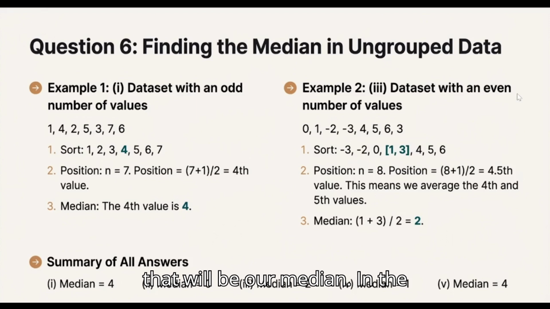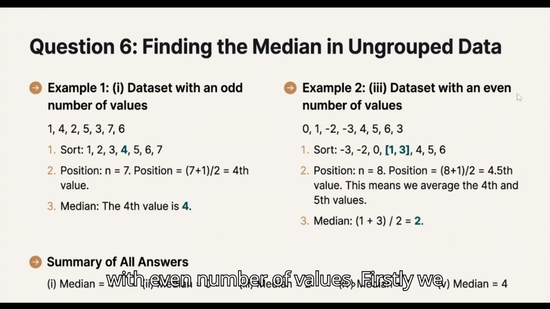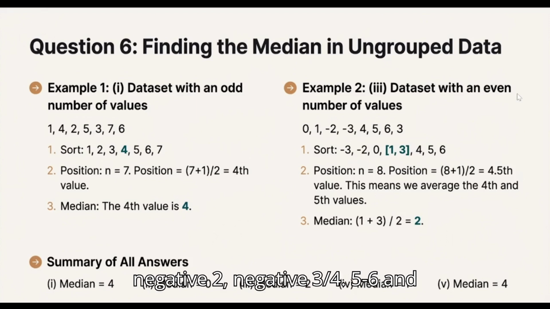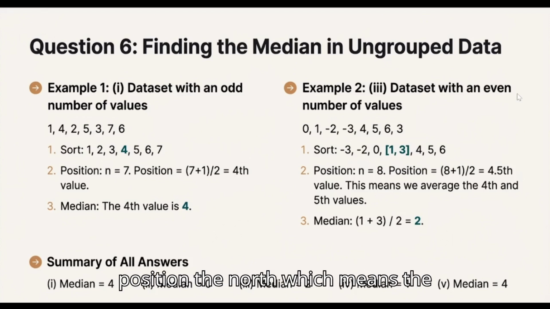In the second example, we have a data set with an even number of values. Firstly, we have this ungrouped data, which is 0, 1, -2, -3, 4, 5, 6, and 3. Sorting it, we get -3, -2, 0, 1, 3, 4, 5, and 6.